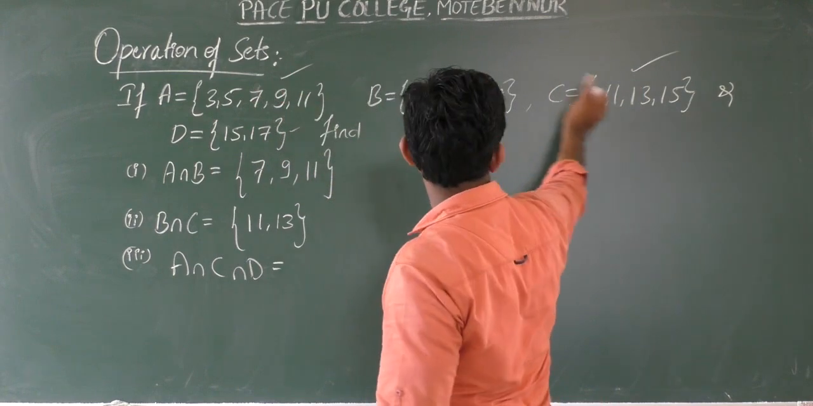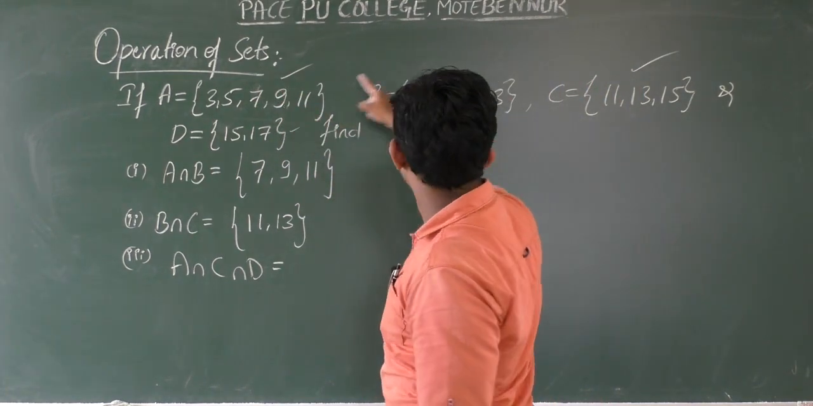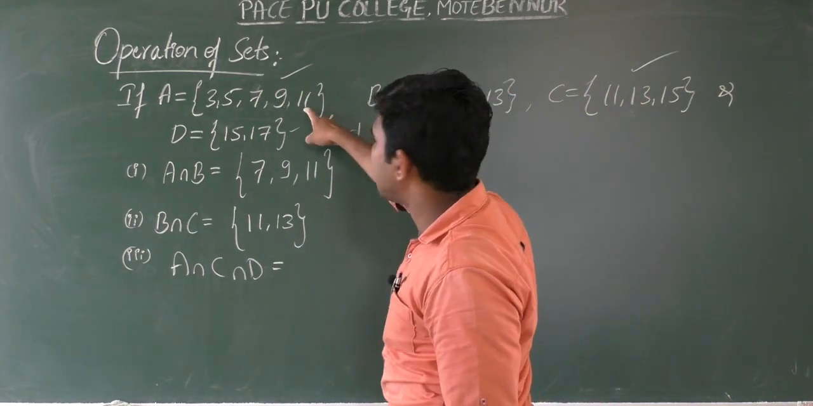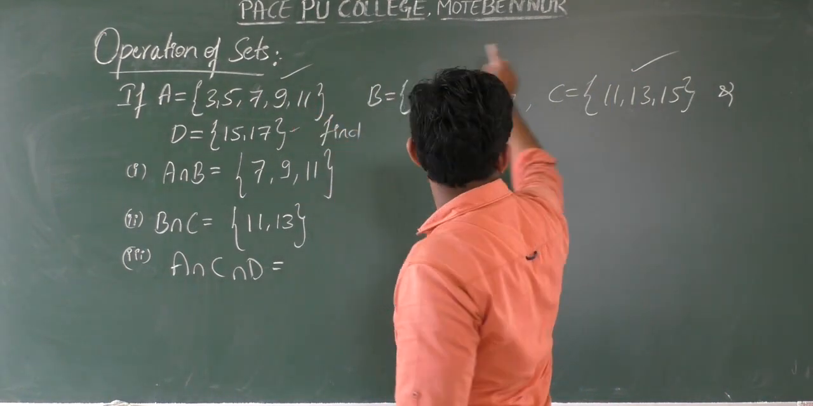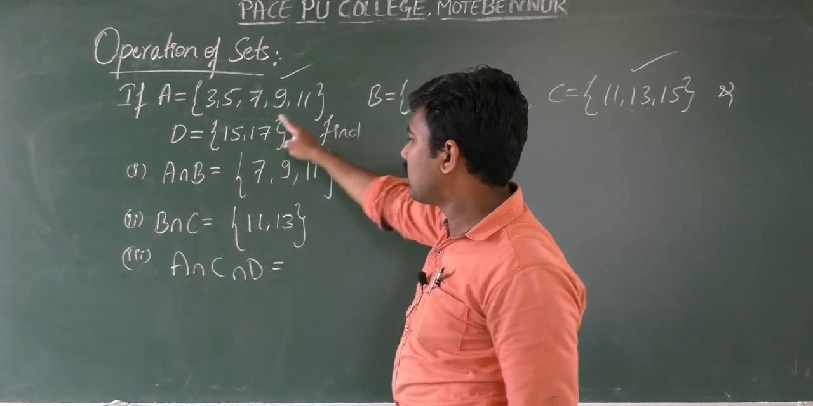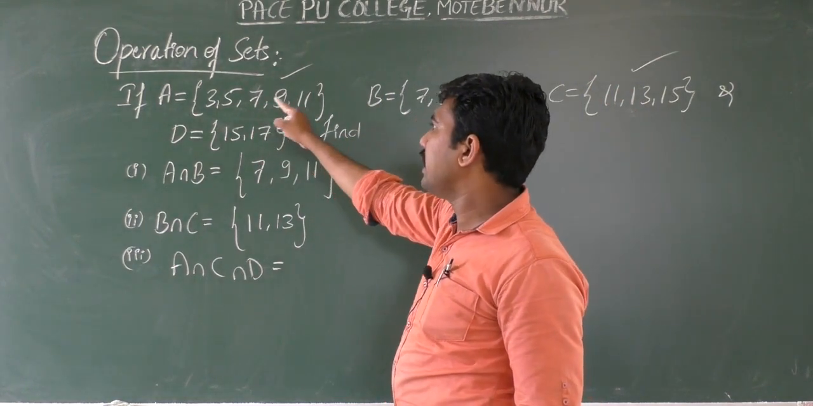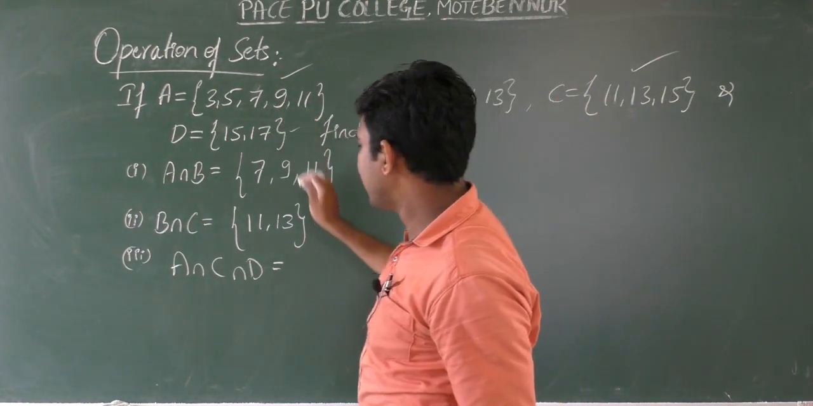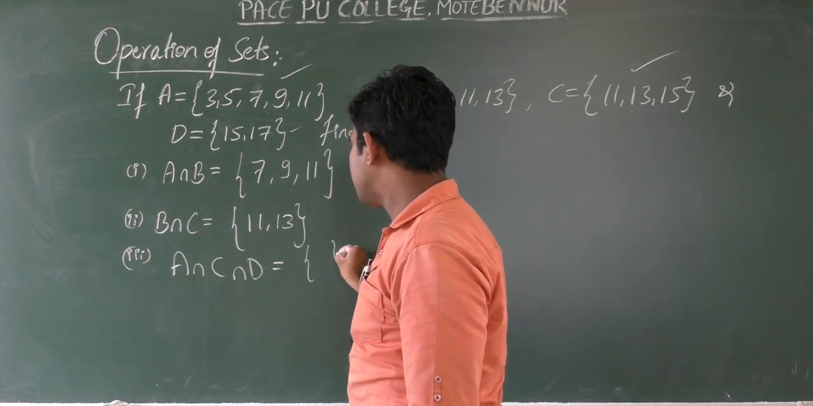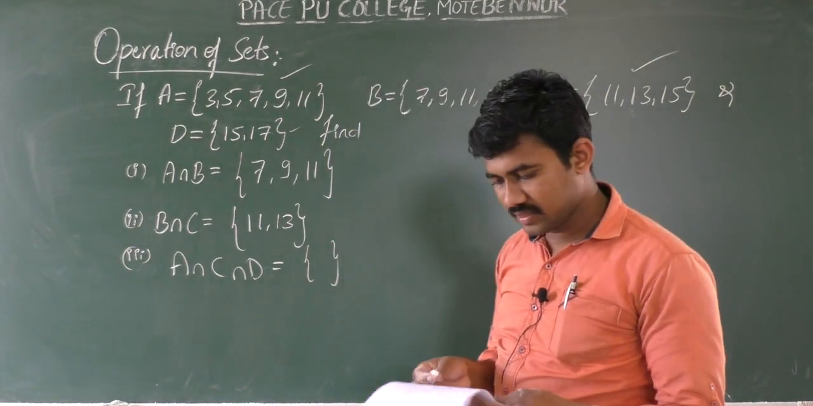Whether 7 is there? No. Next, 9, whether 9 is there? No. Next, 11. Yes, 11 is here, but 11 is not here. So there is no common element in A, C, D that we will get. Okay, so here it is a null set.